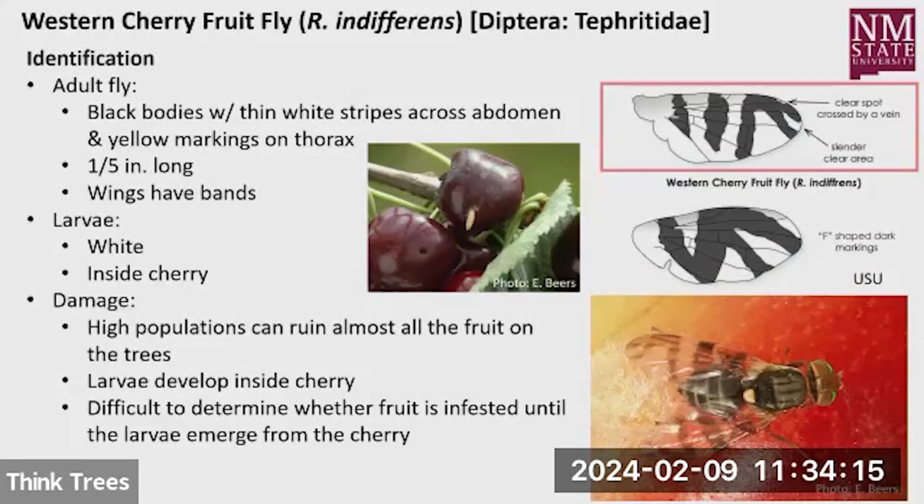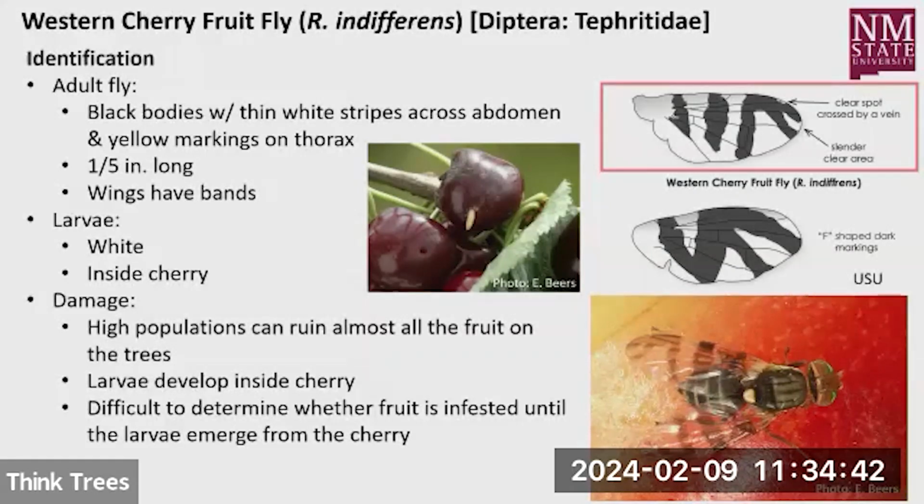The larvae are white inside. You're not going to see them though. They're inside the fruit. Their damage, when there are high populations, can ruin almost all the fruit on the trees. It can be quite nasty. So you really want to monitor for these and determine before they get out of hand. It's difficult to determine whether fruit is infested until the larvae emerge from the cherry. So that's why monitoring is really important.